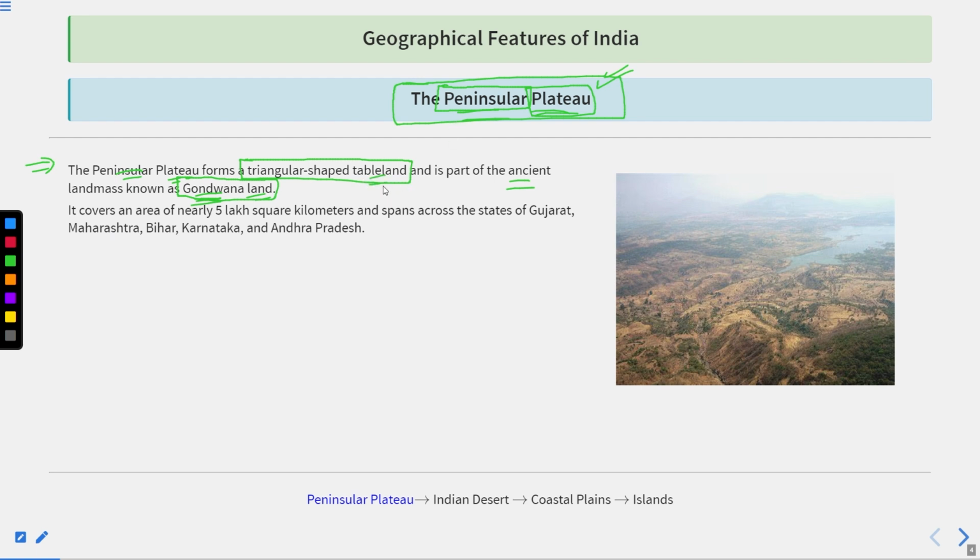And this happened billions of years ago. Got it? It covers an area of nearly 5 lakh square kilometers and spans across the states of Gujarat, Maharashtra, Bihar, Karnataka, and Andhra Pradesh. Okay.